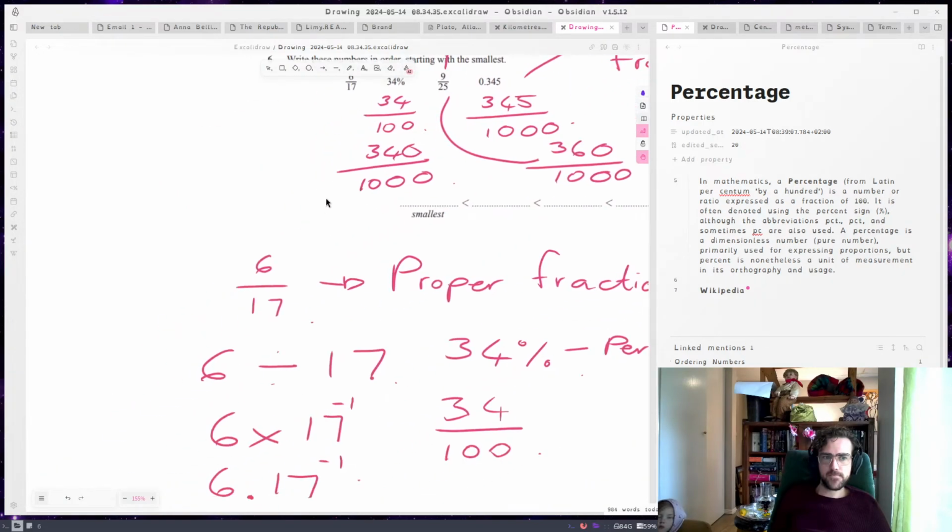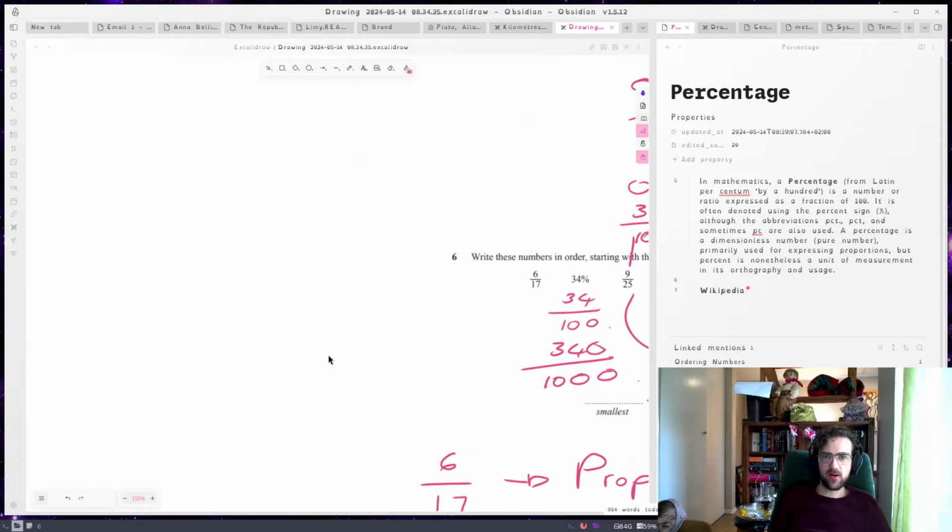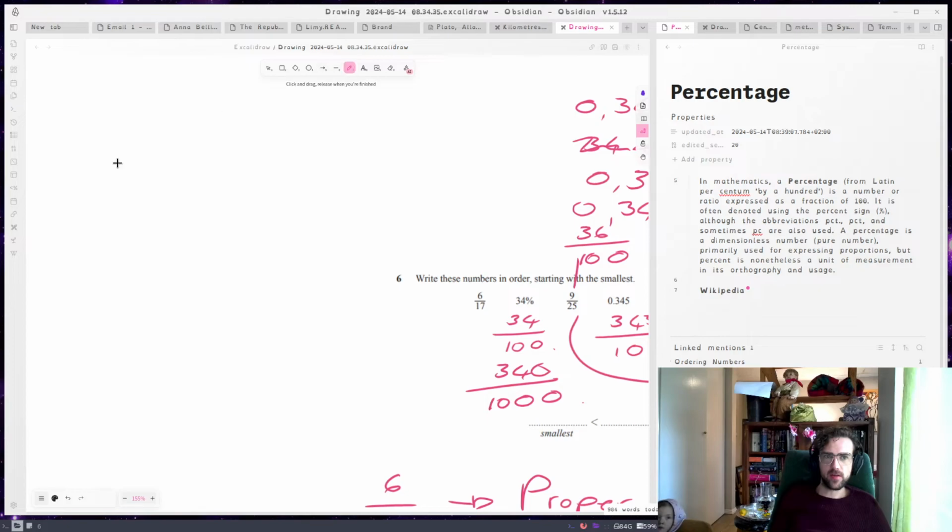And I'm not using my calculator. I could use my calculator, but I'm not going to use it. So I've got 6 over 17. Let's figure it out.